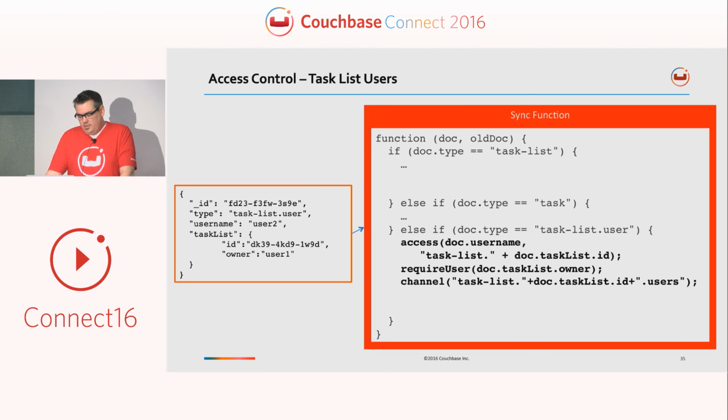Now, one interesting piece here is that we don't want to stick the task list user document into the task list channel, for the reason we talked about earlier: we don't want everyone to see that document. So we're going to create a new channel called tasklist.id.users that's going to store all these documents.